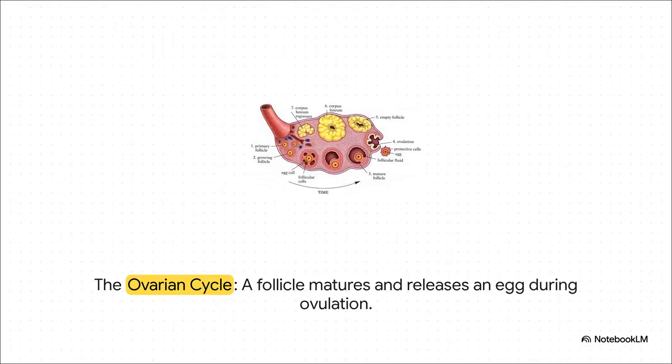Now, this slide shows the really dynamic process happening inside the ovary every single month. A follicle, which is just a small sac that contains an egg, matures under hormonal control. Then, right around the middle of the cycle, this mature follicle ruptures, releasing the egg. That process is called ovulation. And that released egg is now ready for its journey.